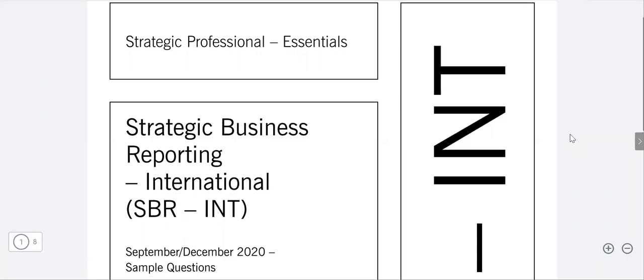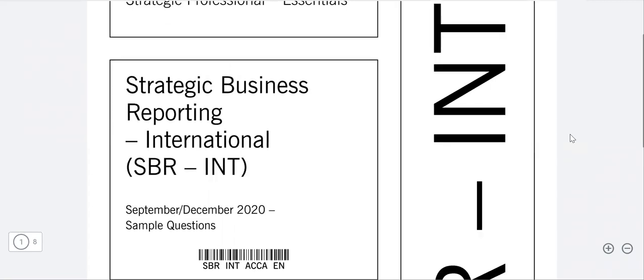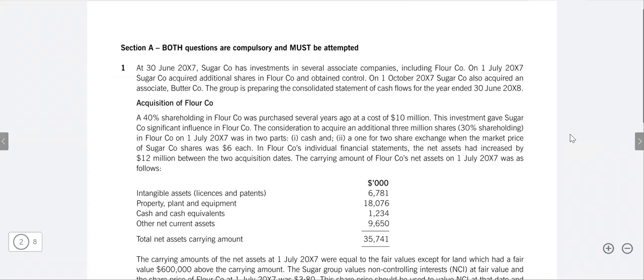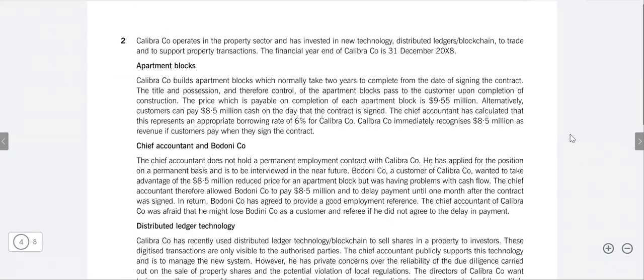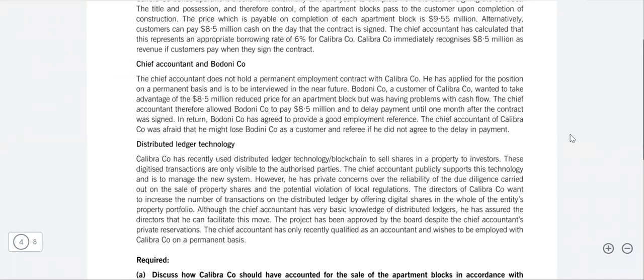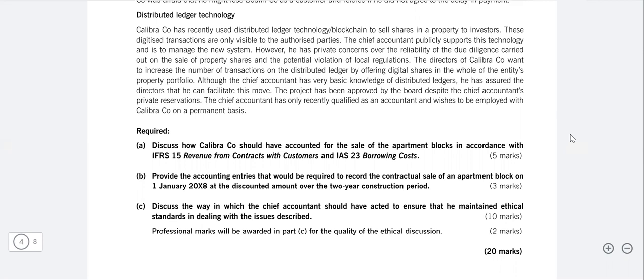All right, so we are doing a question from September 2020. This is one of the past papers of Strategic Business Reporting. We are going in Section A, question number 2. First of all, we are going to read the requirement. Okay, what is the requirement?